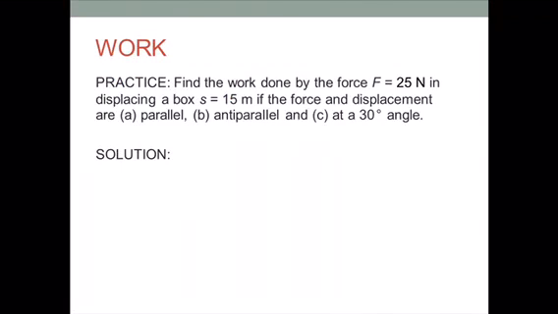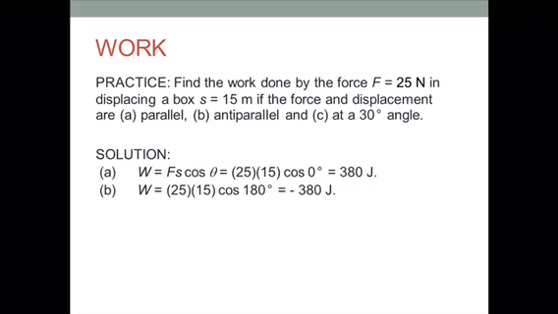So let's practice. Find the work done by a force of 25 newtons in displacing a box 15 meters if the force and displacement are A. parallel, B. anti-parallel, and C. at a 30 degree angle. So at A, when they're parallel, that means the angle between them is 0. So that would give us a final work done of 380 joules.